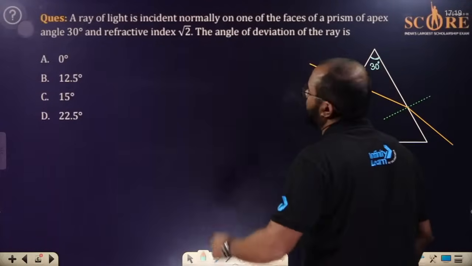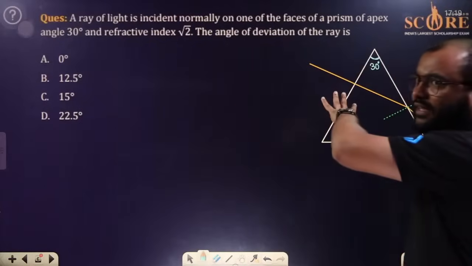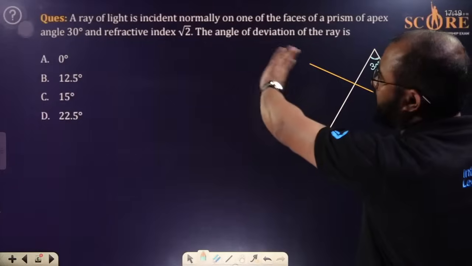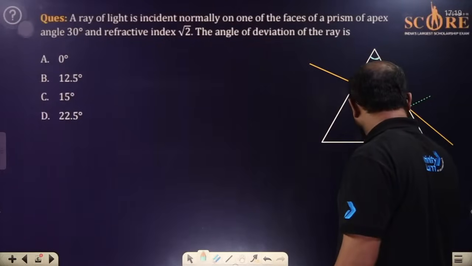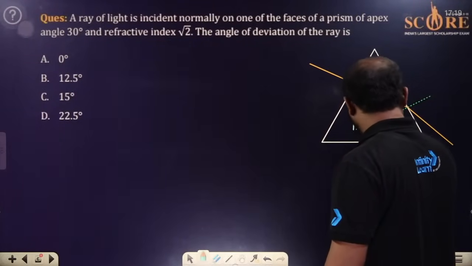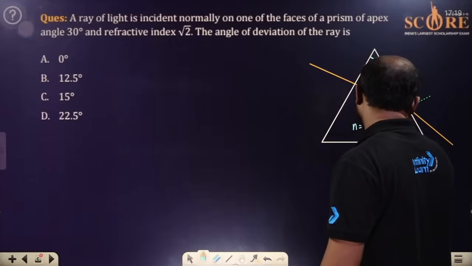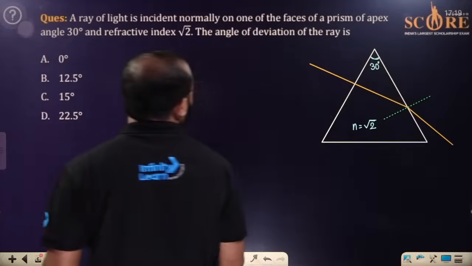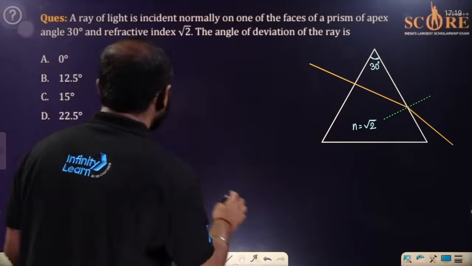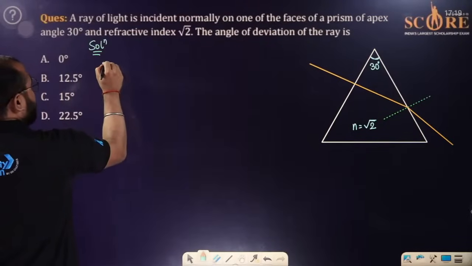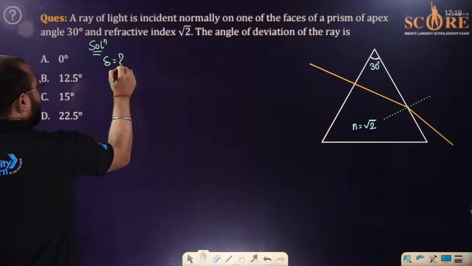Fine, no problem. So the apex angle, meaning the angle of prism, is given to you. That is going to be 30 degrees. And the refractive index of this particular prism is given as √2. Fine, no problem at all. What do we have to find? The angle of deviation, people. We have to find the angle of deviation.